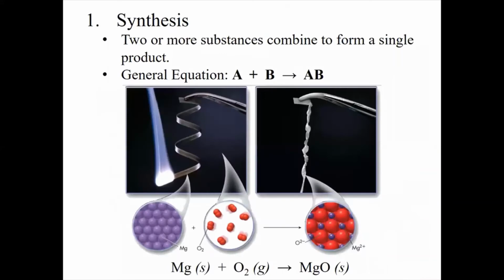The first of these, synthesis, sometimes called combination, takes place when 2 or more smaller reagents combine to form a single larger product. The general equation here: A plus B produces AB. Synthesis reactions occur when 2 or more elements or compounds combine to form a larger, more complicated compound. An example of this reaction, one we've seen demonstrated in class in fact, is the burning of magnesium in air. Magnesium metal reacts with oxygen gas to produce magnesium oxide.